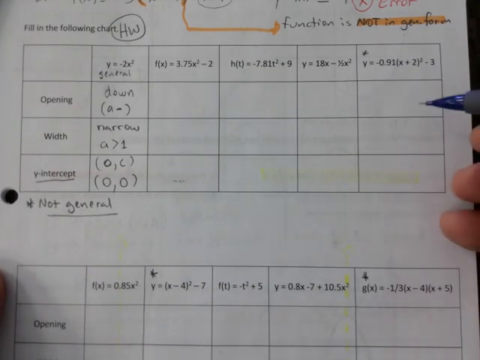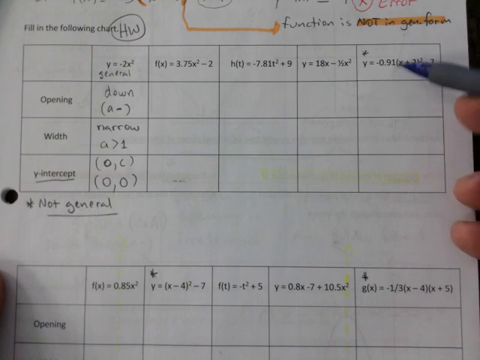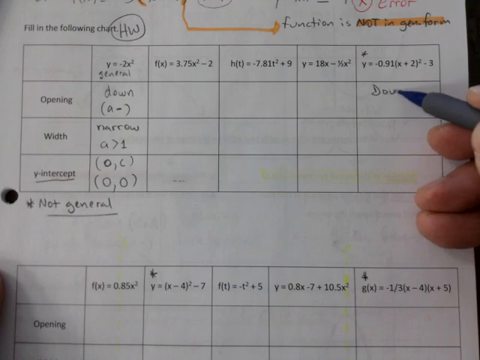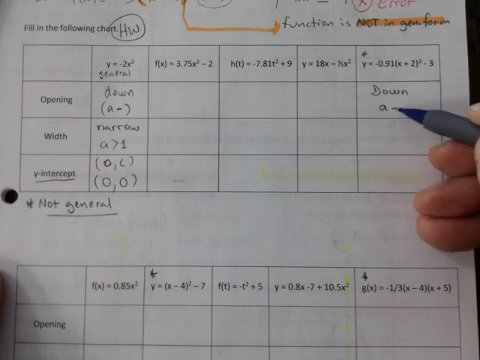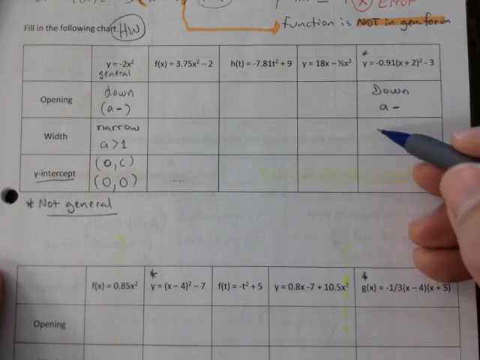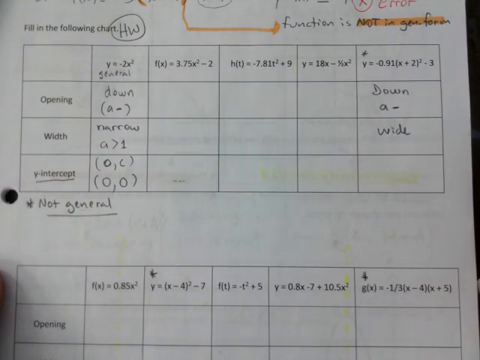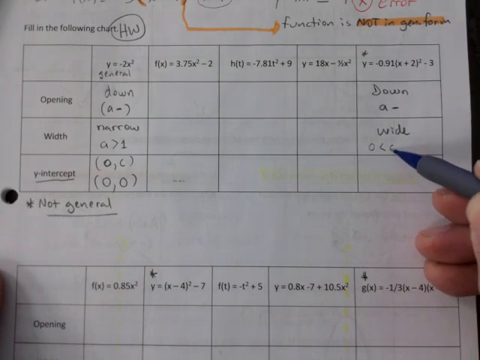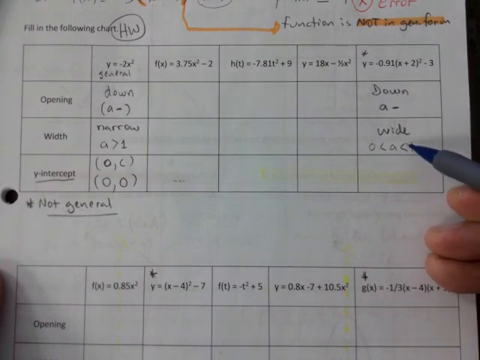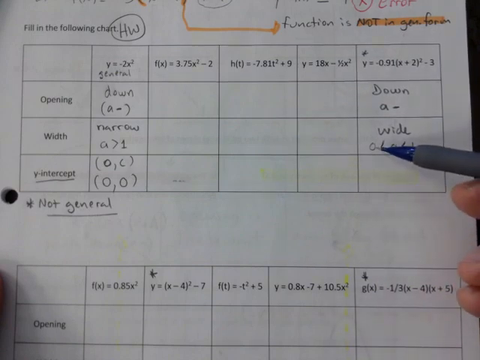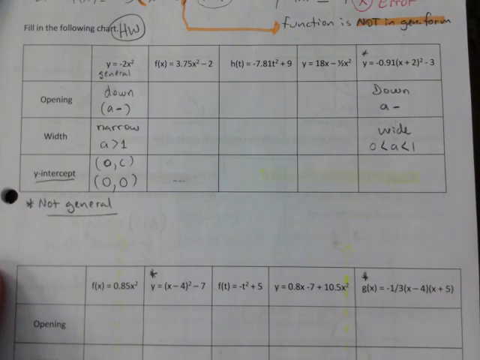How do you deal with that? Well, let's do the parts we do know. The opening would be, in this case, down. And why is that? A is negative. What's the width of this thing? It's actually wide. We would consider it wide because A is between 0 and 1. That's what we're saying here. It's less than 1, but greater than 0. So anything in there makes it wide.